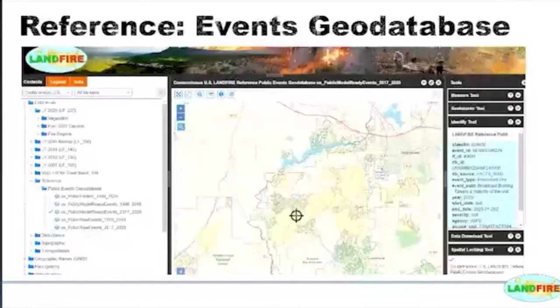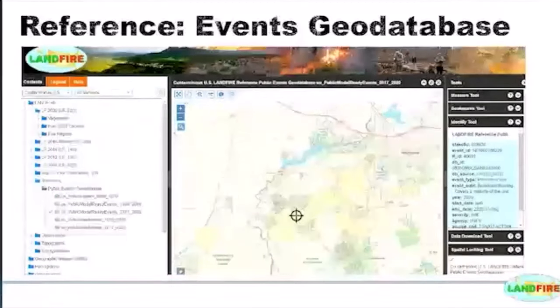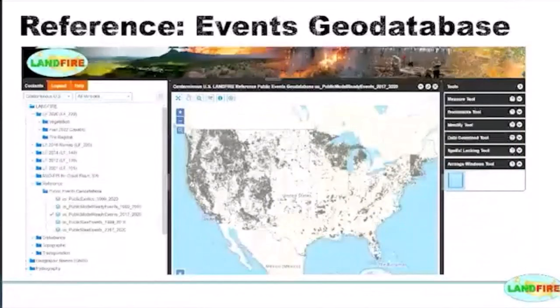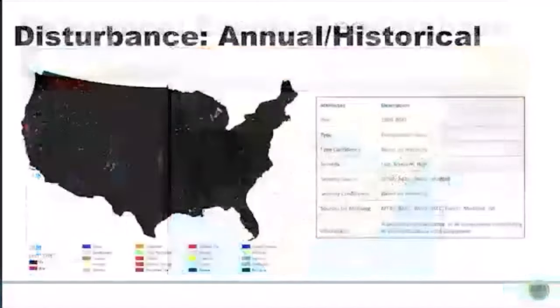Okay, so we have this data, and one of my frustrations is that a lot of people don't know that we have this data, and they go out and try to gather it themselves and recompile it themselves. So I really encourage everyone to at least check this out, and you can see when you put it all together, it's quite extensive. So this is just showing 2017 through 2020, all of the polygons that we gather for the United States. And it's a lot of data.